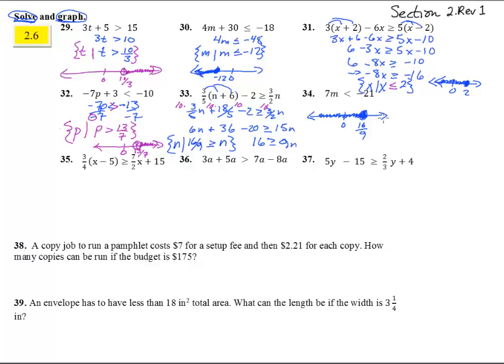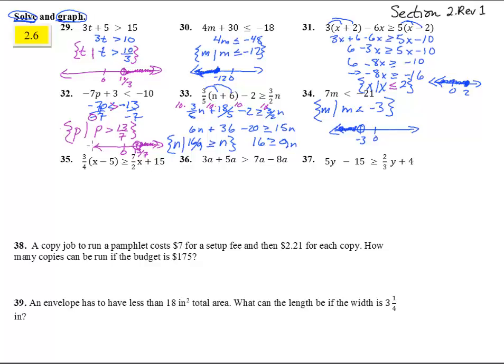Let's erase that so we have room to do this other problem. But that's what it looks like. All right, number 34. Divide both sides by 7. We get m is less than -3. And graph. There's 0, there's -3, and m is on the small side of that. So open circle because we're not equal to, and then color down that way.